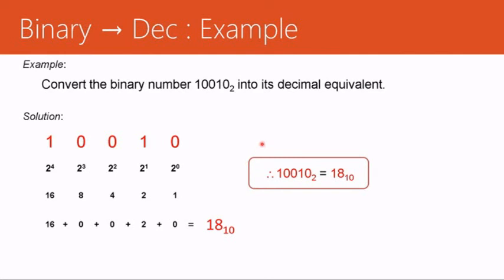And we have another example from binary to decimal. We're going to convert the binary number 10010 into its decimal equivalent. Again, we're going to start with 1 because this is 2 raised to 0, followed by 2 raised to 1, that is 2, 2 raised to 2, that is 4, 2 raised to 3, that is 8, and 2 raised to 4, that is equal to 16.